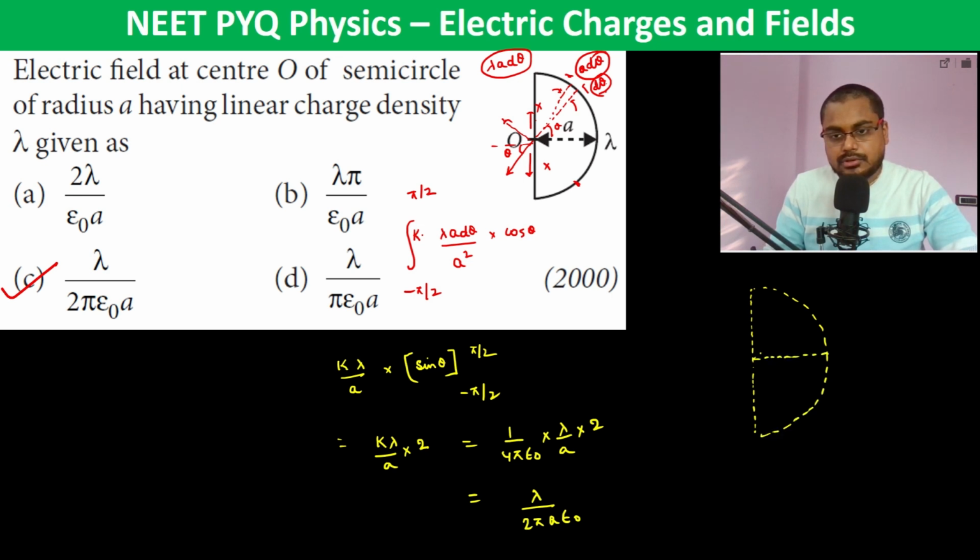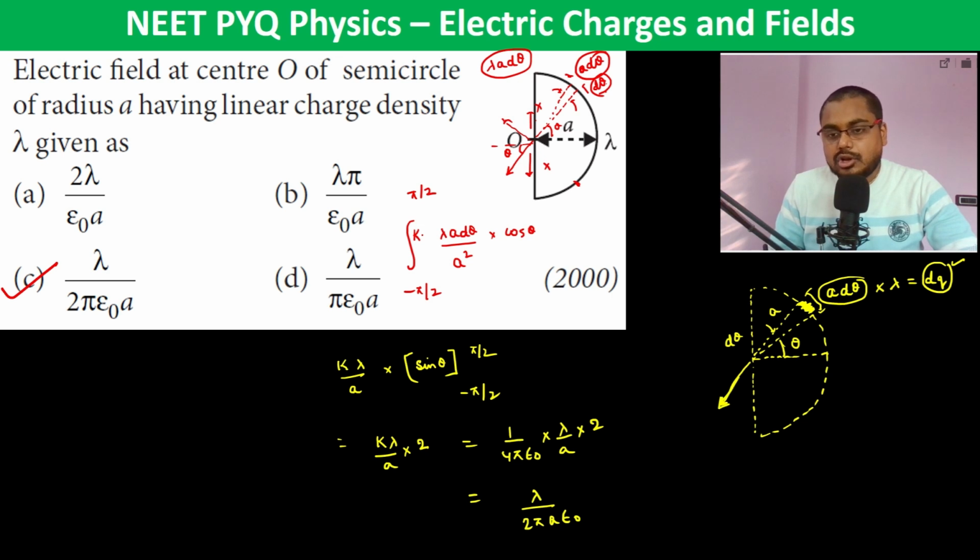So we took an angle d theta, and the radius is a, so this arc became a d theta. Since it has lambda charge per unit meter, if I multiply it by lambda, we get the small charge which is located here. Now this small charge is going to produce an electric field in this direction.